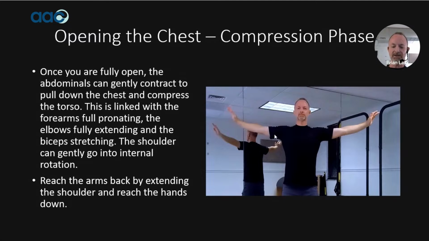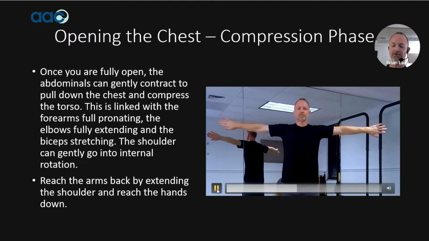So once I'm fully open, I'm going to start. You'll see a little gentle contraction in the abdominals, which starts to compress the torso as I fully push out. And that'll take me into a further pronation of the forearms and a winding type motion in the forearms. So let's look at that. So hands push out, turn.